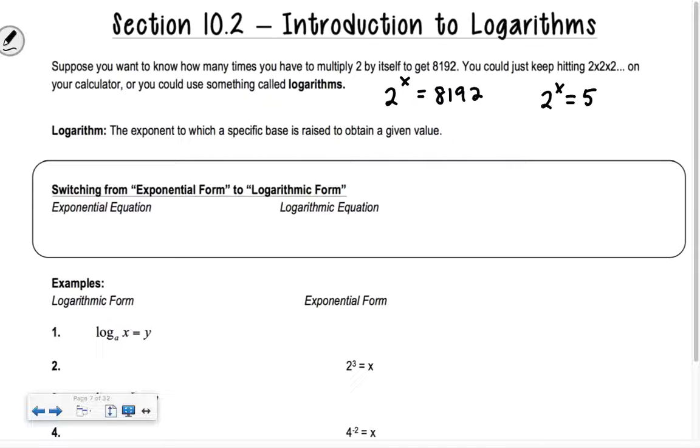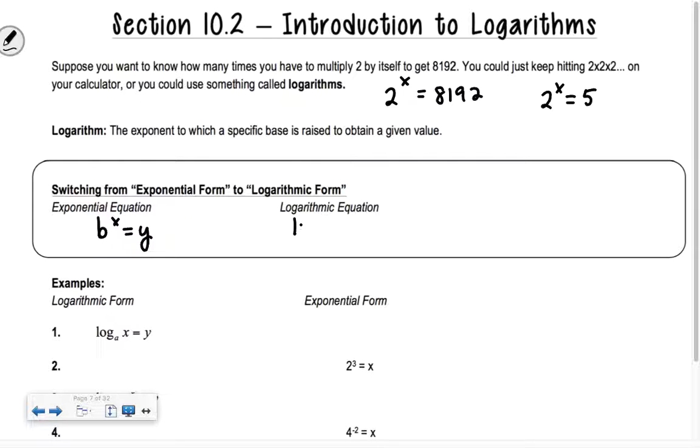This is the most important thing that you're going to learn in this chapter. If you can do this, you'll be able to solve almost all the problems on the test. Are we ready for it? We're going to switch something from exponential form, like b to the x equals y, into what we call logarithmic form. Logarithmic form uses these same numbers, and it's the same equation, kind of. It's just written in another way.